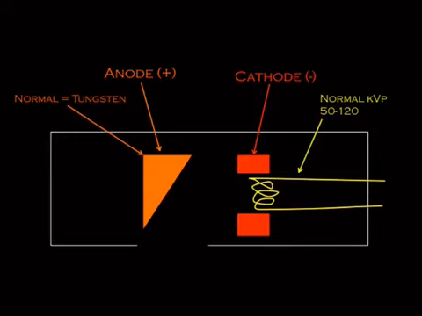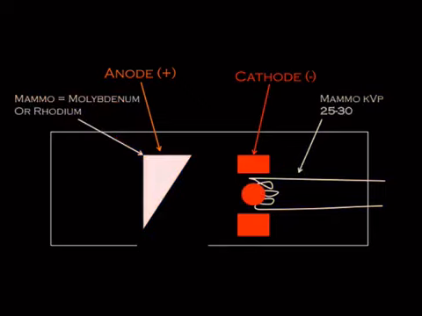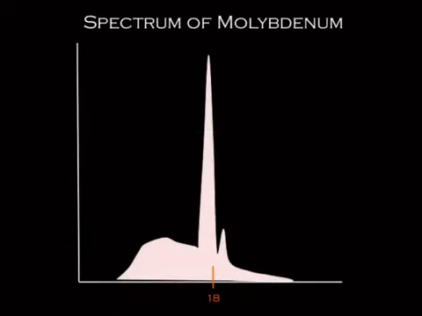Well, mammo is different. Instead of using tungsten, we are going to use either moly or rhodium. And instead of having 50 to 120 or so with our kVp, we're going to have 25 to 30 because we want to use that lower energy, and we're trying to exaggerate that difference between glandular tissue and a cancer. So here's a typical spectrum for moly, and this combination of low kVp and a low Z moly is going to give high characteristic X-rays with a low background bremsstrahlung radiation.